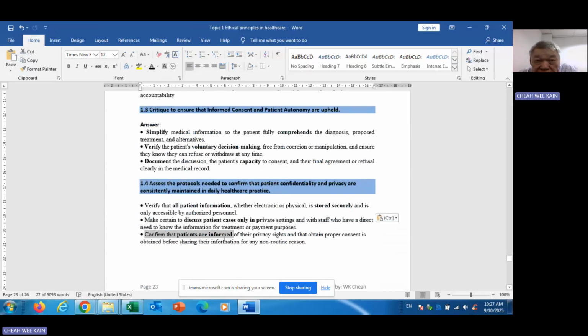Confirm that the patients are informed of their privacy rights, especially for invasive procedures. Okay, how do you confirm? There's a protocol that it must be signed. The document needs to be signed.